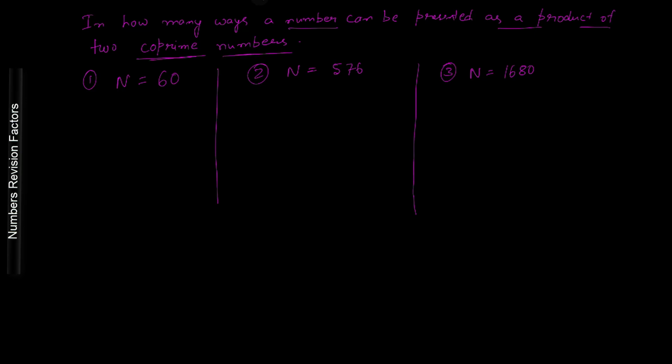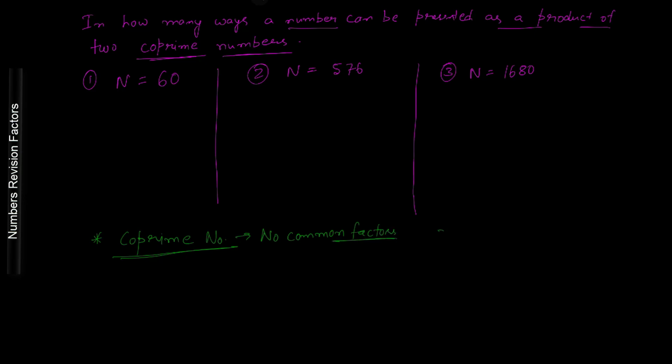Now what is the meaning of co-prime number? That you need to know beforehand. Co-prime numbers is not a standalone number. Co-prime number is always more than one number, right? So if there are two numbers which do not have any common factor, they are called co-prime numbers, as simple as that.